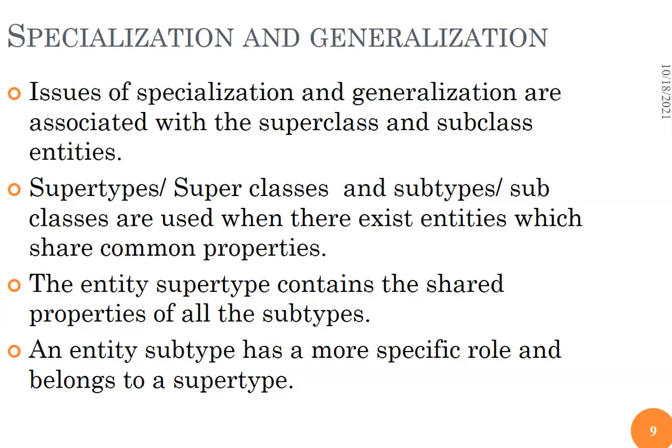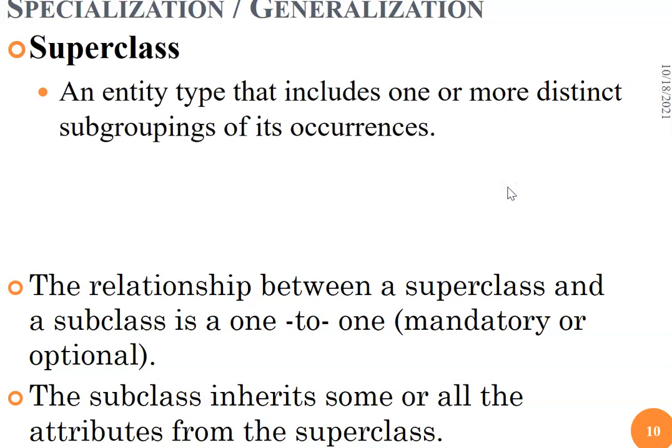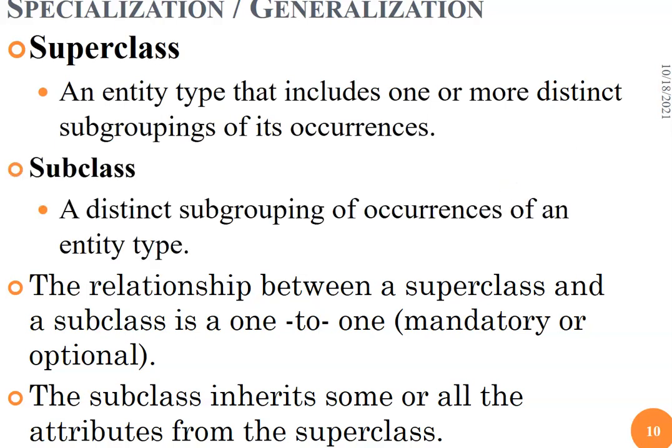A supertype or superclass is used when there exist entities that share common properties. Each supertype contains a shared property of all the subtypes. I am going to show you exactly what we mean here. So what is a superclass? A superclass is an entity that includes one or more distinct subgroupings of its occurrences, and a subclass is a distinct occurrence.